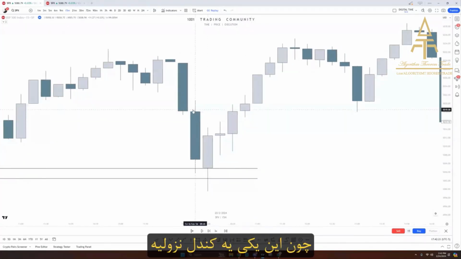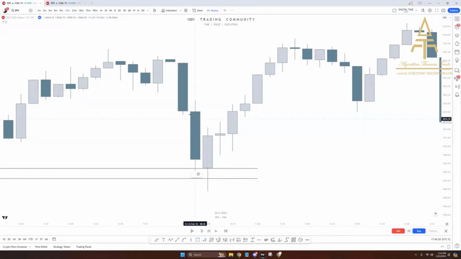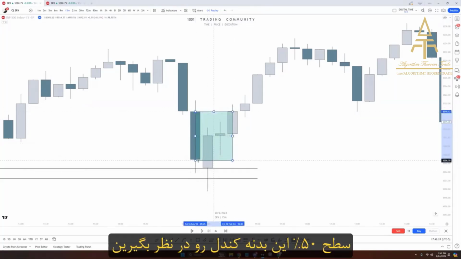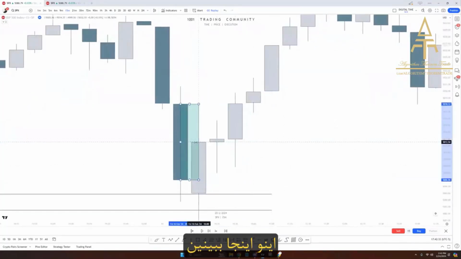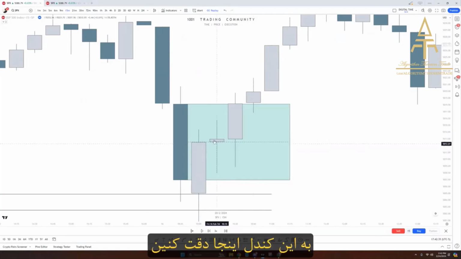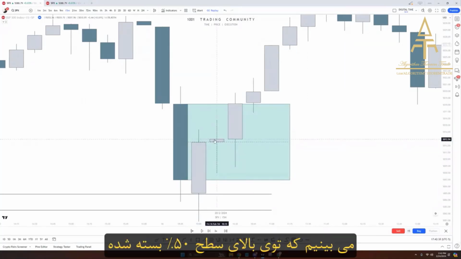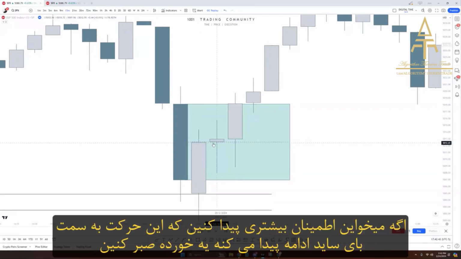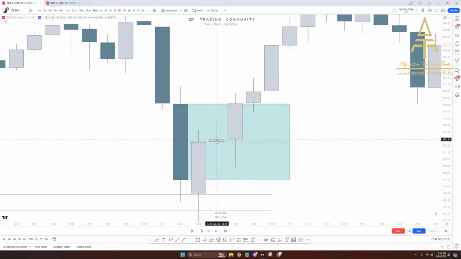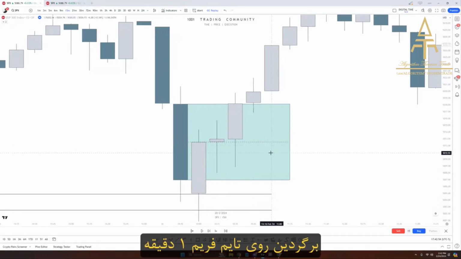Now, because this is a bearish candle here, observe the 50% of that body. See that right there. Look at this candle here. It closes above 50% of it. This one closed right at it. Wait a bit longer if you want more assurance that this will push to buy side. Once it closes here, about 50% of this, go back to the 1-minute time frame.